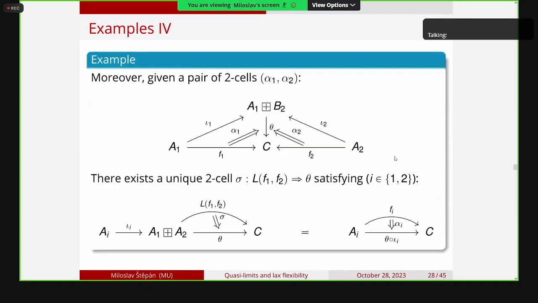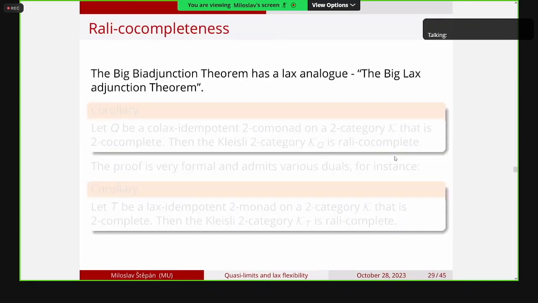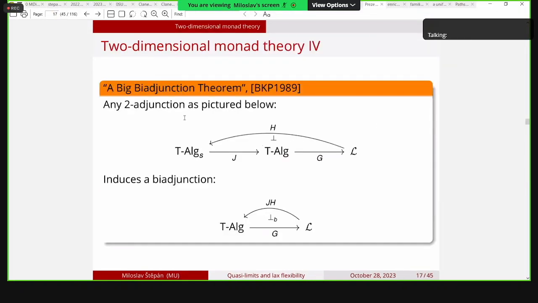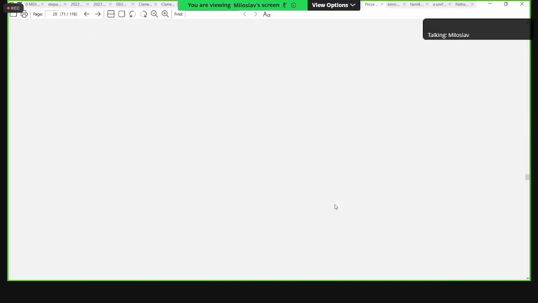These Rali colimits have sometimes appeared here and there. But one thing that I've proven about them: remember the big bi-adjunction theorem? It says that if you have this adjunction, it induces this bi-adjunction. The similar thing holds if you take lax morphisms here, and then you get a lax adjunction here. Now what's a lax adjunction? You know the notion of an adjunction: it's an isomorphism of hom categories. Then you have a bi-adjunction, which is an equivalence of hom categories. And now a lax adjunction induces an adjunction between hom categories. So it's very weak.